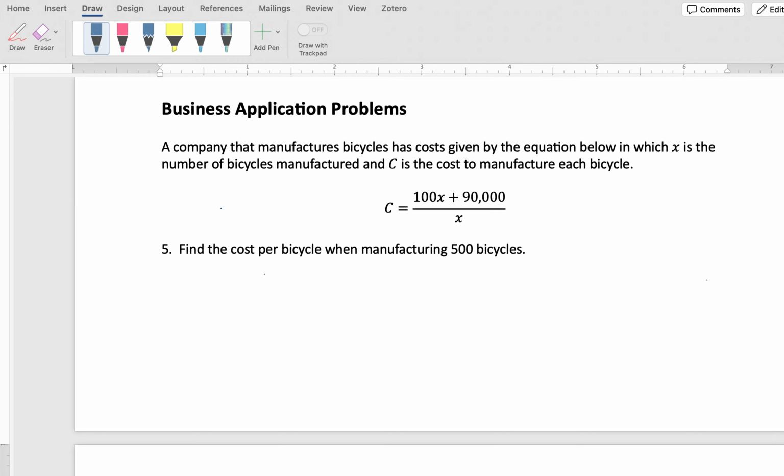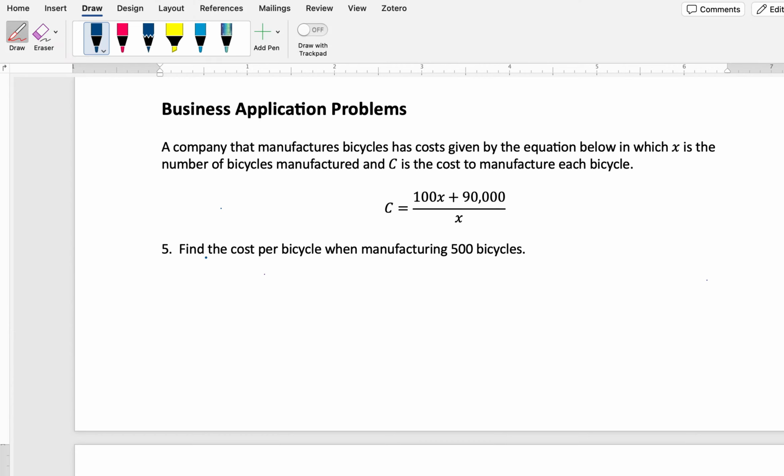In this video, we're going to do some business application problems. The first problem says a company that manufactures bicycles has costs given by the equation below, in which X is the number of bicycles manufactured and C is the cost to manufacture each bicycle. So here's our formula. First, we want to find the cost per bicycle when manufacturing 500 bicycles.